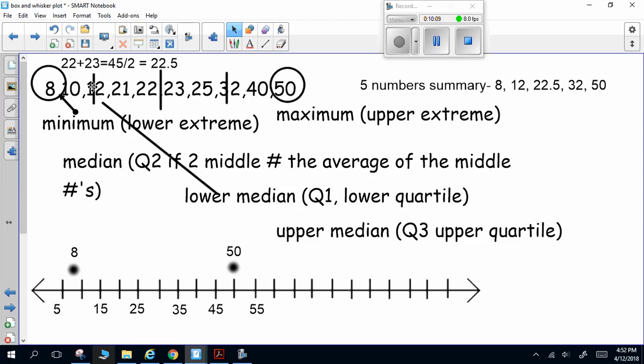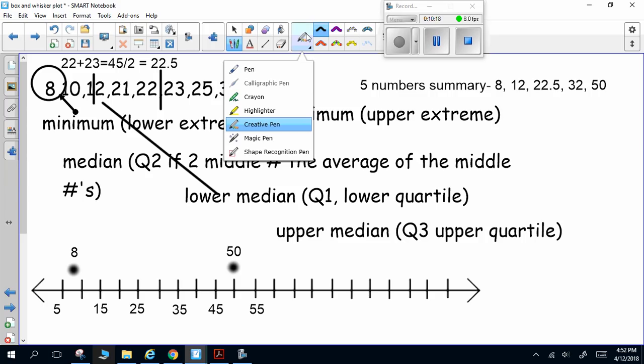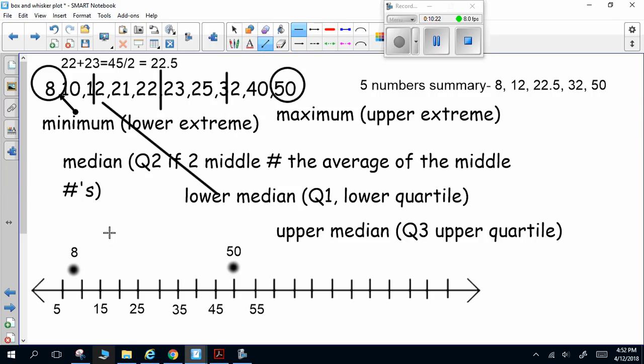Notice that I marked all my medians with vertical lines. So I'm going to use vertical lines to mark those numbers on my number line. So I'm just going to go back here. Where are my lines? Oh, there. Okay, and I'm going to make a vertical line at 12, and I'll come back and number these later. So I get a vertical line here at 12, and then I'm going to put a vertical line at 22 and a half, and then I'm going to put a vertical line at 32. Okay, and I'll put my numbers in.